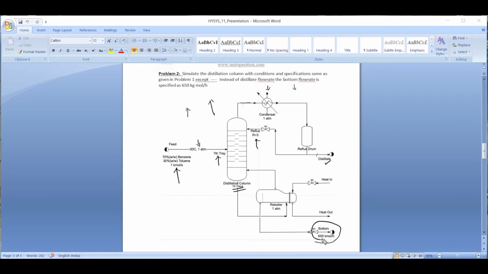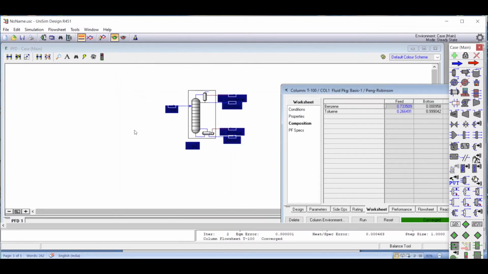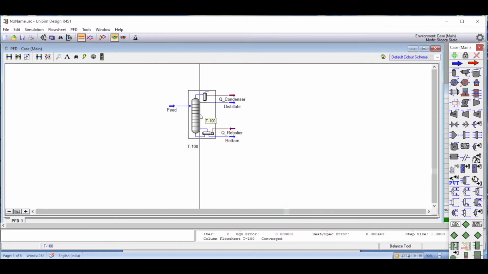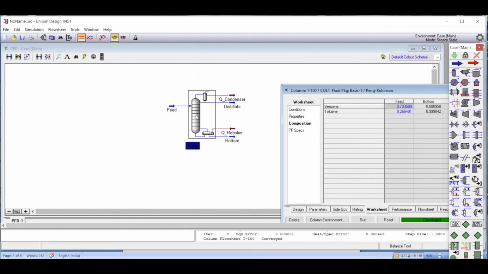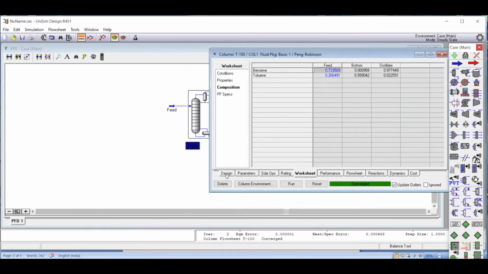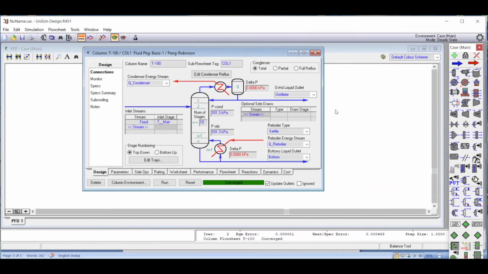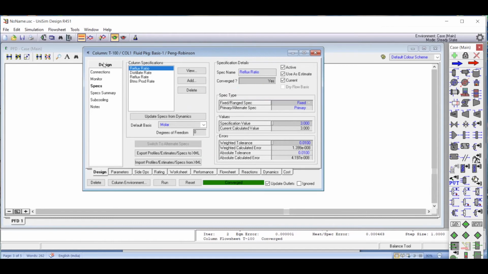For solving this problem, we'll go exactly to the same problem here. You have already given all the data here, but now instead of the distillate flow rate, you have to go to the bottom flow rate. For doing that, you go to the design, and the connections of course remain the same. Here you go into the specs.